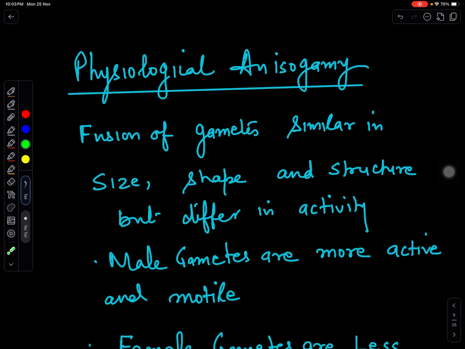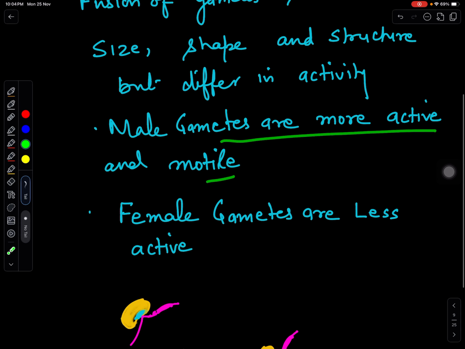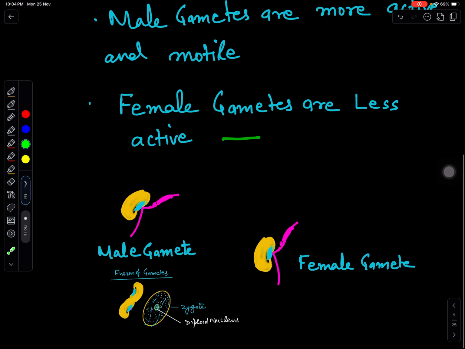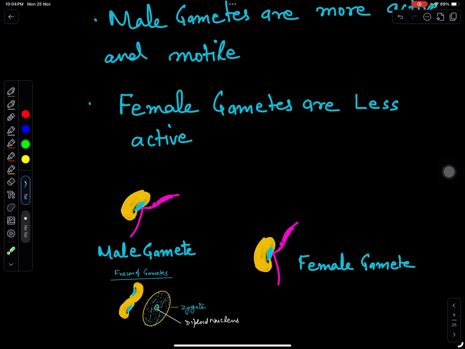Now in some of the species we can see there is physiological anisogamy. Now, what is physiological anisogamy? Fusion of gametes similar in size, shape and structure but differing in activity. Everything matches but their activity does not. Male gametes are more active and motile, and female gametes are less active. We can see here, this is one gamete, this is the female gamete, and this is the male gamete. Structure is the same, size is the same, shape is the same, but the male gamete can move.